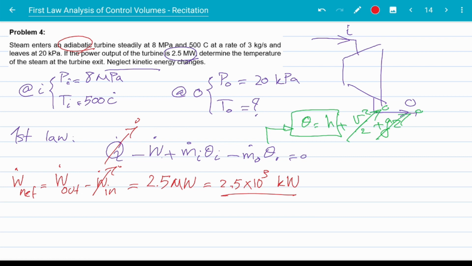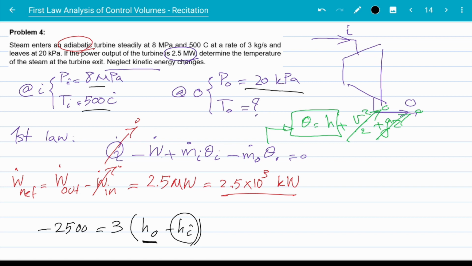Okay, now plug these things back in, and we get minus 2500 is equal to, and mass flow rate is already given, 3 kilograms per second, times h of exit minus h of entrance. Okay, so we don't know the h of exit because we only know the pressure and nothing else, but we can find the h at the entrance because we know two independent intensive properties at the inlet. So let's check the tables.